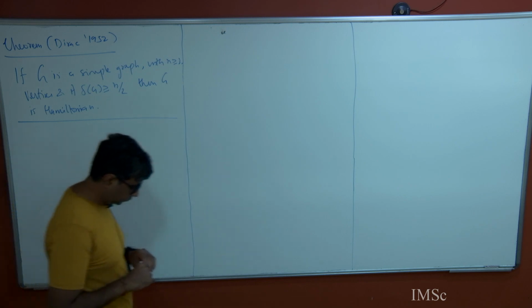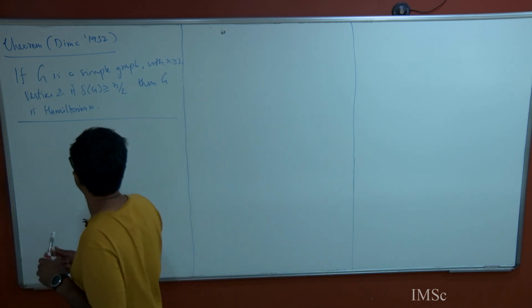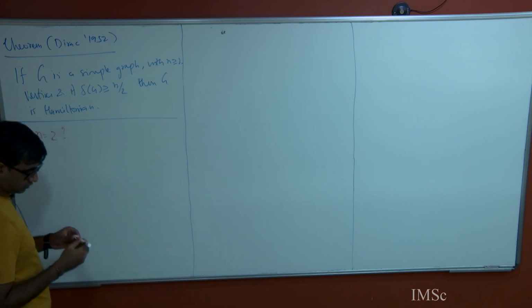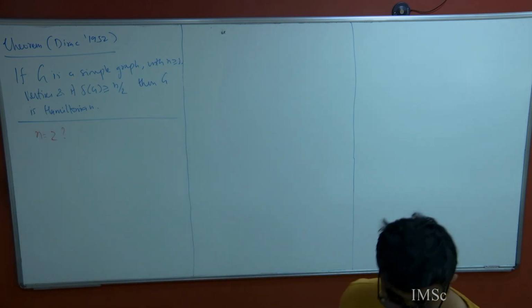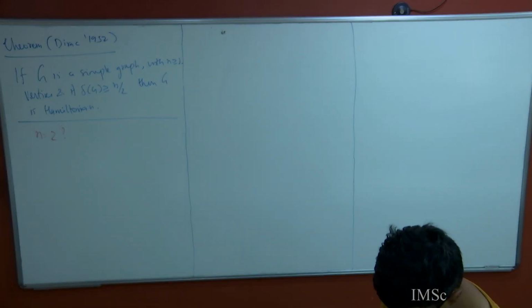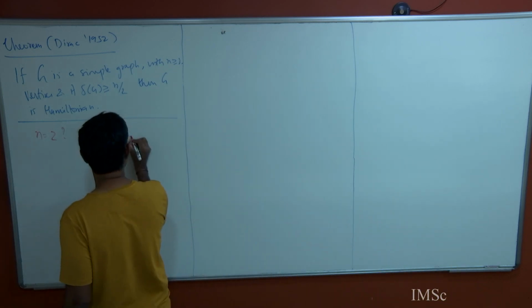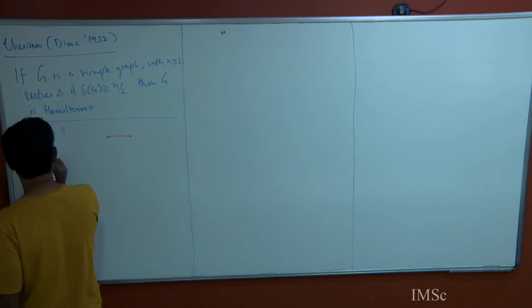So first of all, why in this theorem can't we have n equal to 2? That's right. Because if n equals 2, in the worst case, because it's a simple graph, all you can have is this. So in this statement, n greater than or equal to 3 is important.